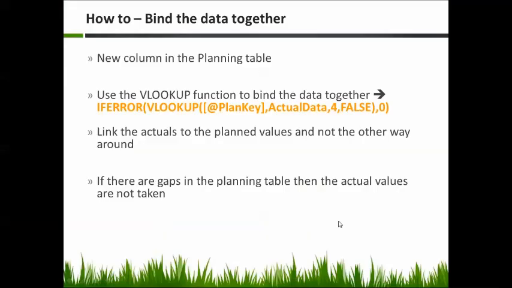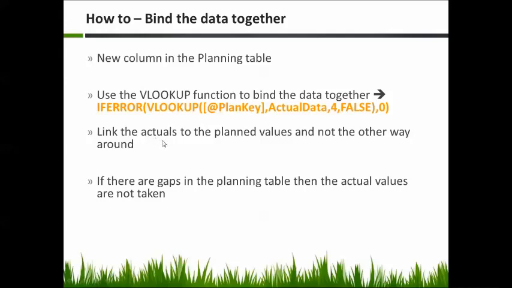Now we will bind together the data from the planning and the actuals table. For this purpose we will use the VLOOKUP function. VLOOKUP function will search for the key from the planning table in the actual table and will retrieve the corresponding actual value into the planning table.